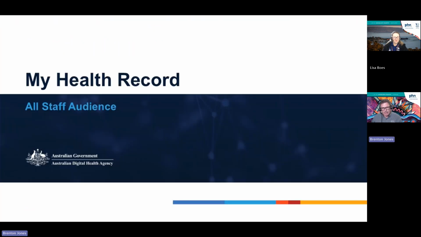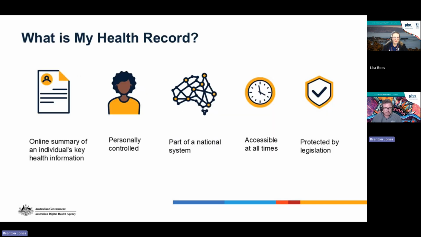But look, I'm just going to quickly start as a formality for those that may not know. I'm going to take you through the basics on what My Health Record is, and then we'll quickly move into the share by default legislation. So My Health Record is a summary of an individual's key health information, personally controlled, with key elements of the system: an online summary, and part of a national system, accessible at all times and protected by legislation, probably the most important.